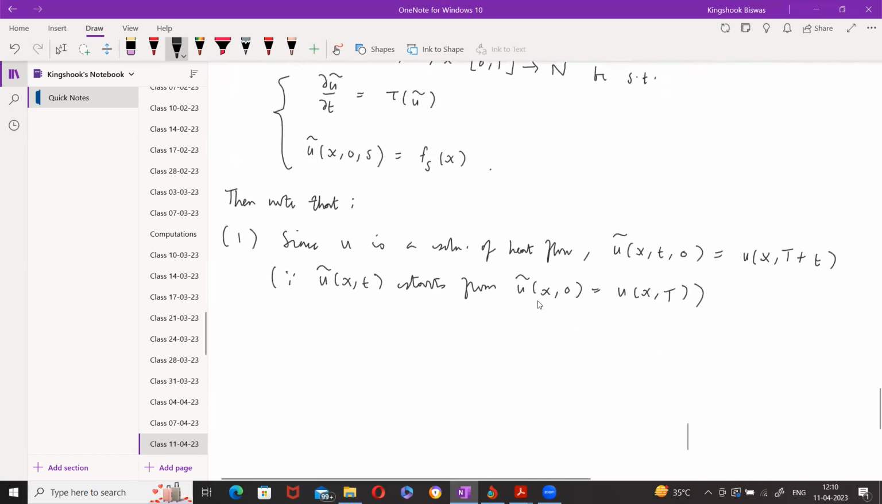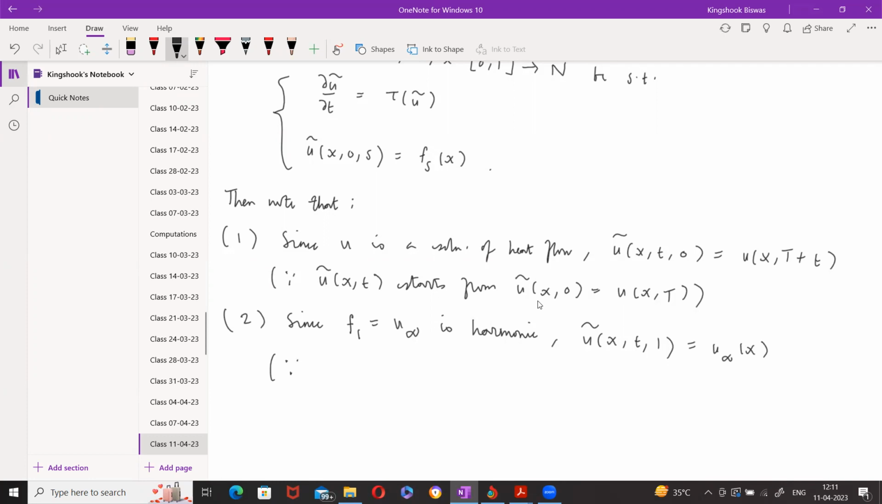Yeah. And secondly, since f_1, which is u infinity, is harmonic, U tilde of x, t_1, this is going to be constant in t, equal to u infinity of x, right?